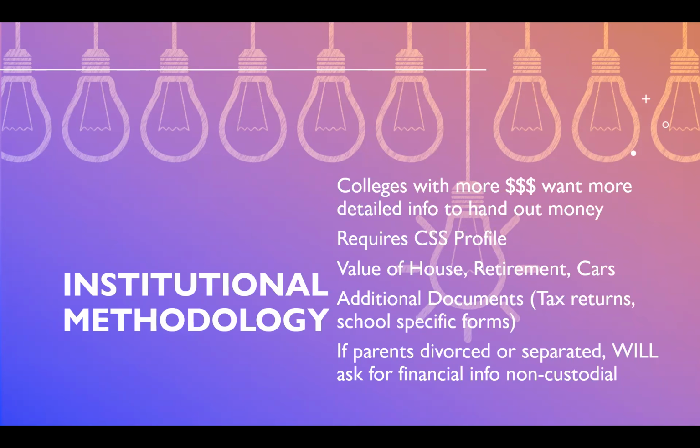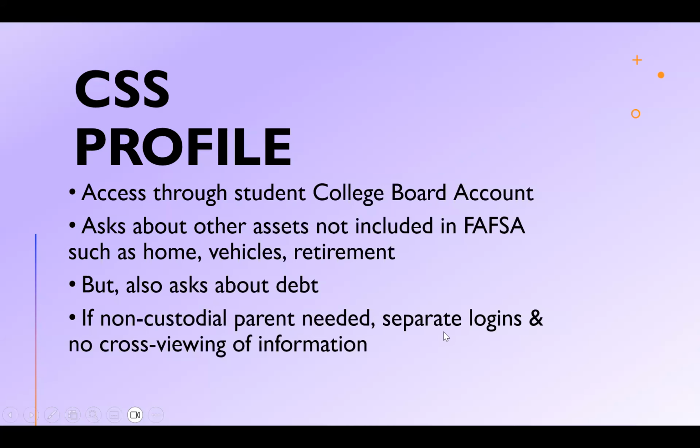This does focus on the house that the student lives in. Sometimes they will ask for copies of tax returns. Here, if parents are divorced or separated, they will ask for information from the non-custodial parent. That means that they will send an email to that other parent. That parent will have a separate login and cannot see any information. Neither parent can see what the other parent has filled out.